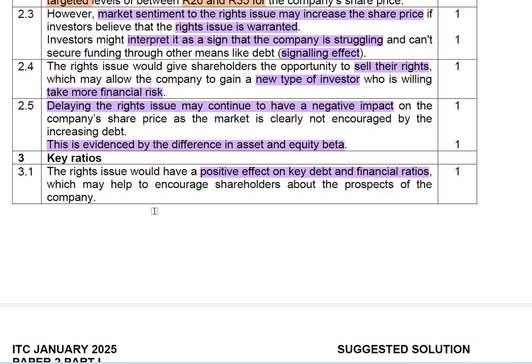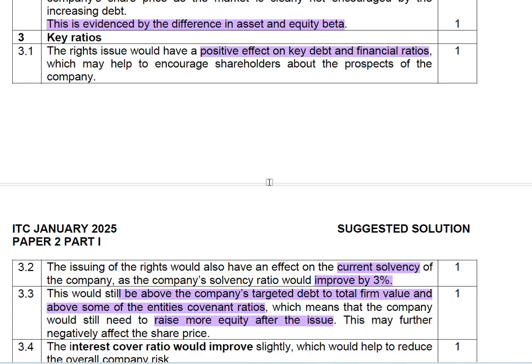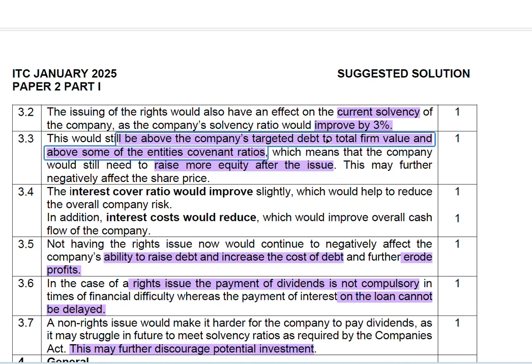Key ratios. Now let's look at the key ratios. So the rights issue would have a positive effect on the key debt and financial ratios. We have seen that when we're calculating the debt ratio, debt to equity ratio, the interest cover, they all improved. Even the earnings ratios improved because now there is going to be lower debt, because we'll settle 4.3 billion debts that is due during the year. We've seen the improvement of 3% on the solvency ratios.